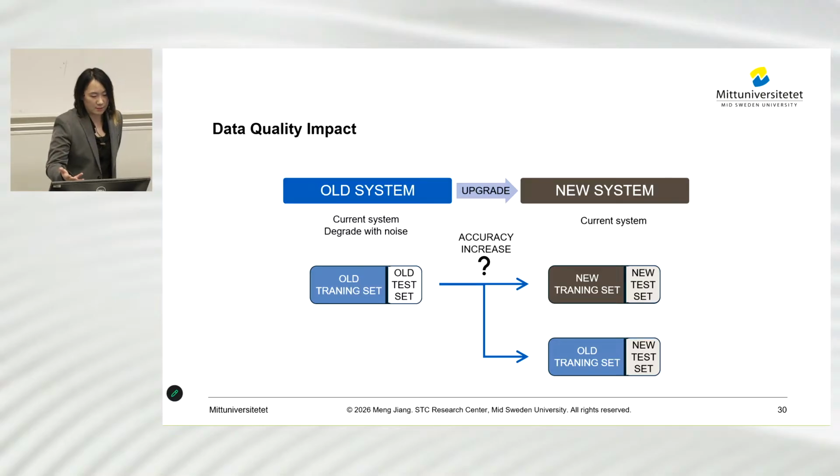So in this project, we try to predict how the new system performs with our current system and current data. What I did is see the current system as the new system, so we know the ground truth of it, and then we degrade the current system and make it act like the old system. And we want to see if we split the data set, train on the old one and test it with the new one, can we still say something about the accuracy increase to the future system that we're about to upgrade to?